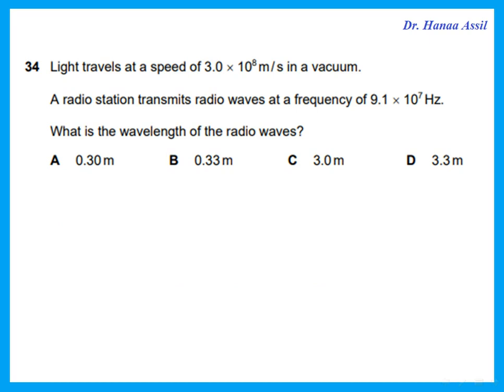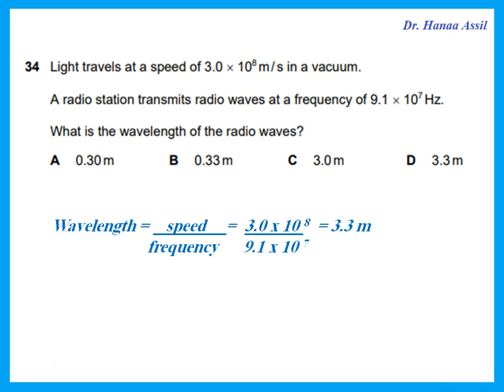Light travels at a speed of this. A radio station transmits radio waves at a frequency of this. What is the wavelength of the radio waves? How do we get wavelength? Wavelength is the speed over the frequency. So it is just simple division and you get 3.3 meters.